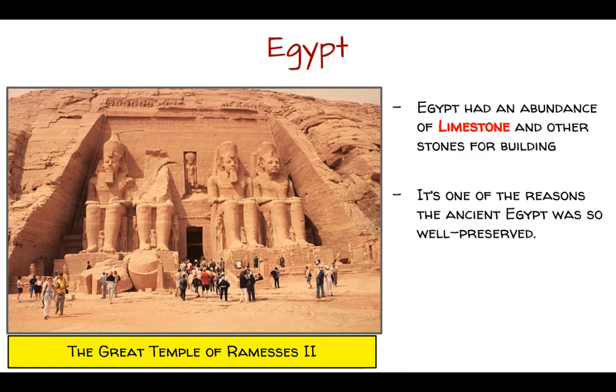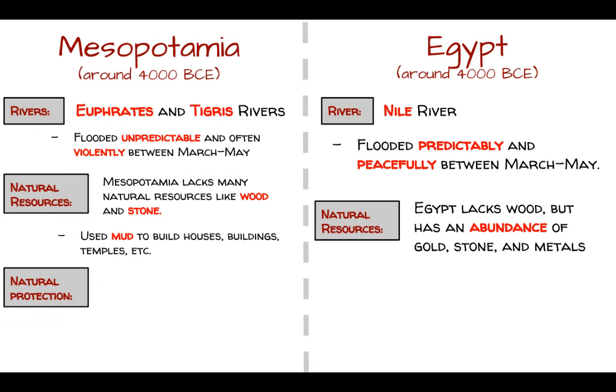So this would be the Great Temple of Ramesses II, and you can see this is a 4,000-year-old building that is still in remarkably good shape, and it's because it was built from a very resilient ingredient known as limestone, which is a very dense and heavy rock. It's the same item that was used to make the pyramids at Giza, and it's one of the reasons why we have so many awesome artifacts from ancient Egypt.